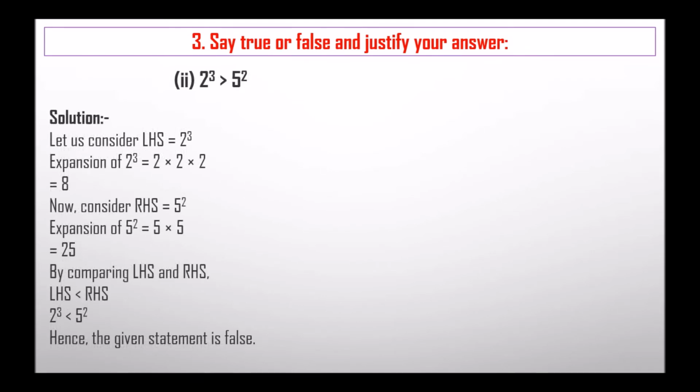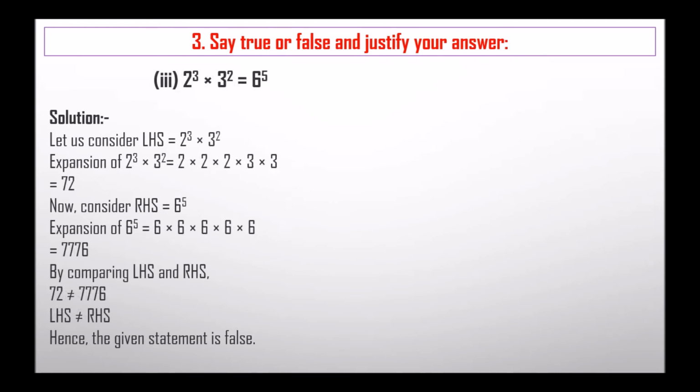Second, 2 cube is more than 5 square. Now the LHS we considered, so 2 cube means 2 into 2 into 2, that is 8. Now the RHS, 5 square, that is 5 into 5, 25. So by comparing LHS and RHS, 2 cube is less than 5 square. So the given statement is false.